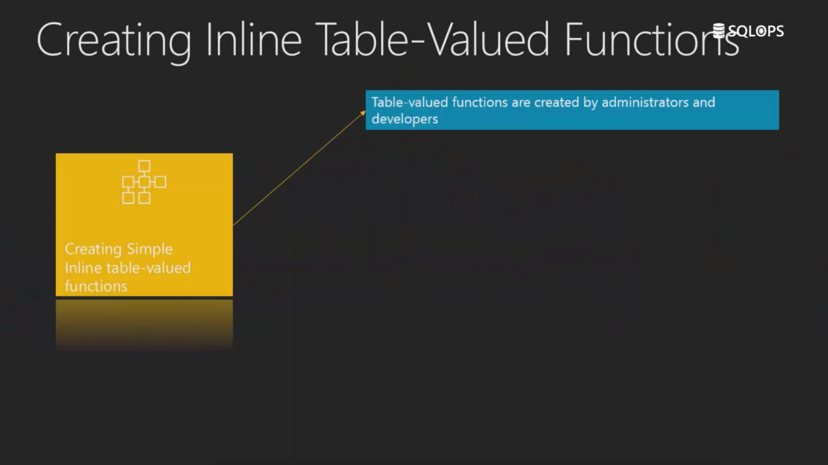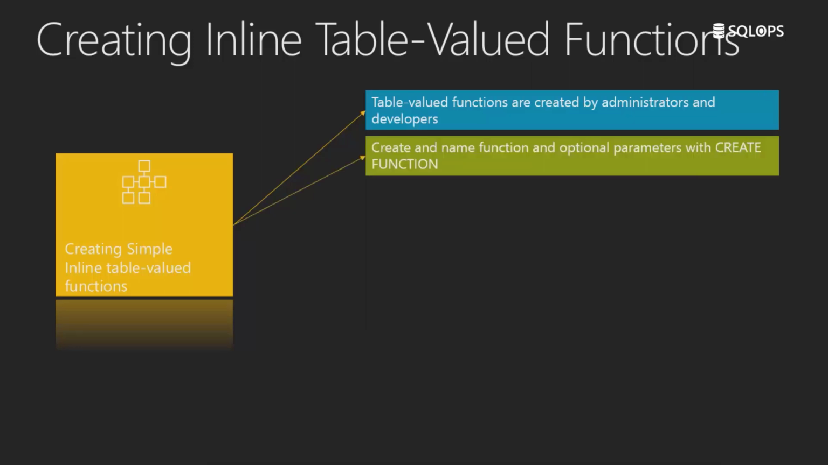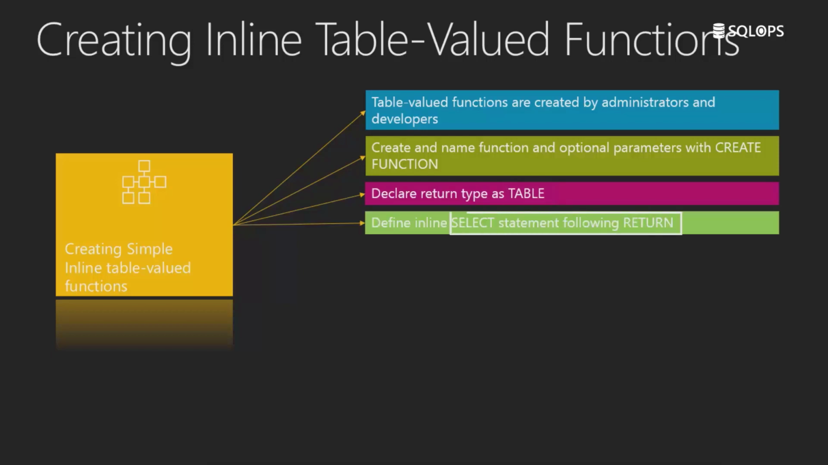In order to use inline table-valued functions in your queries, the table-valued function must be created by a database developer or administrator with appropriate permissions in the database. And in order to store an inline table-valued function, you need to use the CREATE FUNCTION T-SQL statement to name and store a single select statement with optional parameters. You need to declare the return type as table and use RETURNS TABLE to identify this function as a table-valued function. You need to enclose the select statement inside parentheses following the RETURN keyword to make this an inline function.